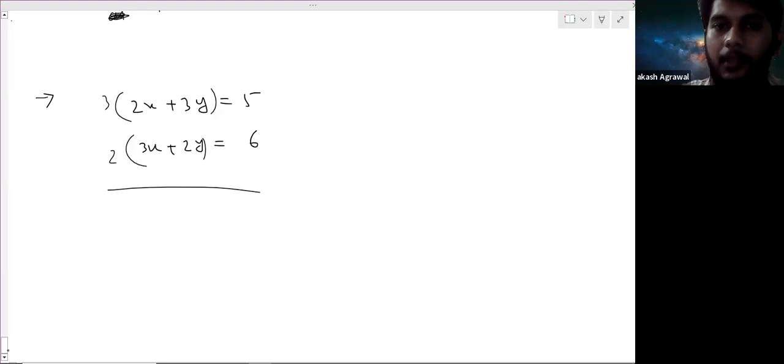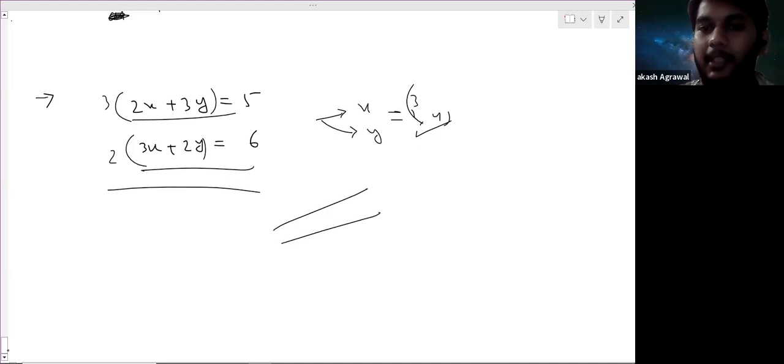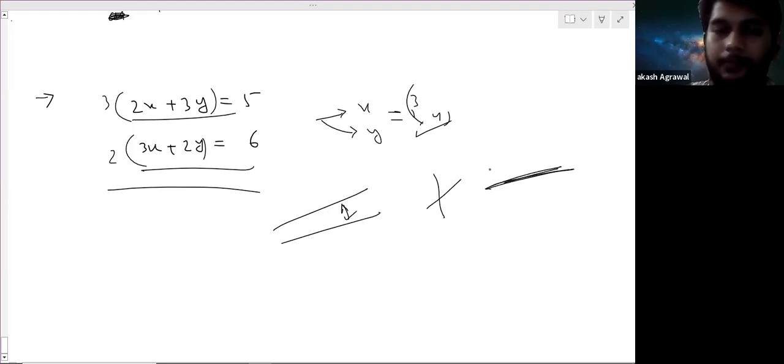Yes, sir. And you find x and y have some values. So what does this represent? This is a line, right? So two lines, if they are present in a plane, can be either parallel, intersecting, or coincident. Yes or no? Yes, these are the only three cases possible.